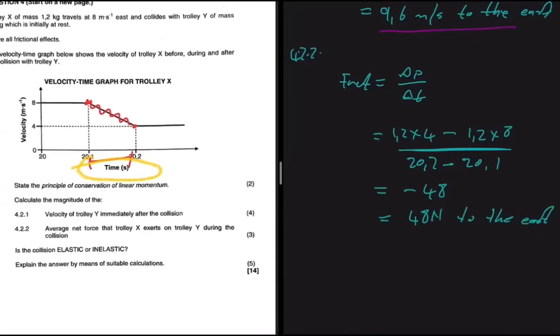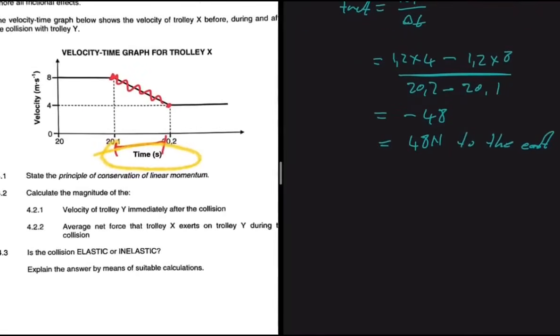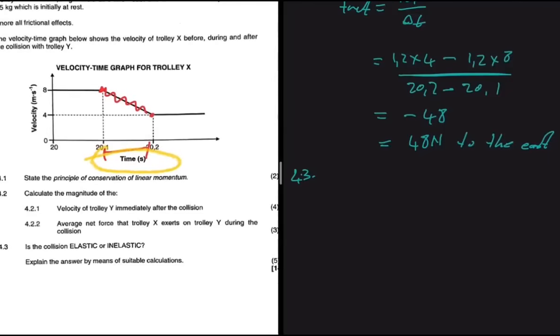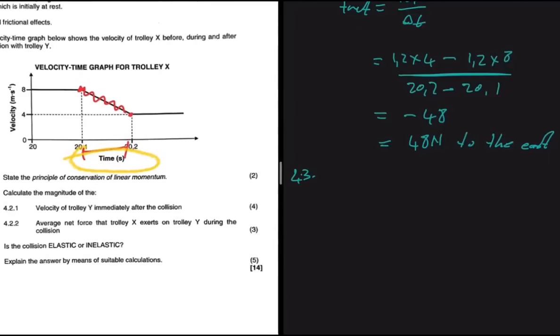Let's see what we can do for 4.3. So 4.3 here is saying that let's determine if the collision is elastic or inelastic, and explain the answer by means of a suitable conclusion. So what is the prerequisite for an elastic collision? If a collision is elastic, then we need two things to be conserved: the momentum and the kinetic energy. So in 4.2.1, we calculated the value of y, assuming that momentum is conserved.